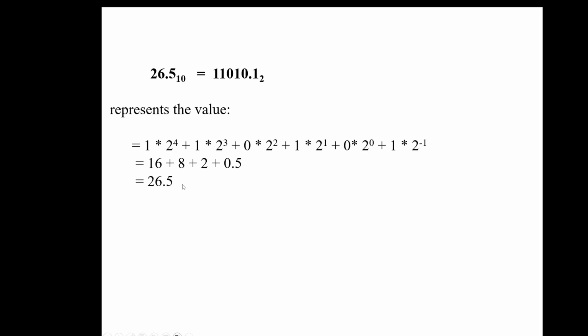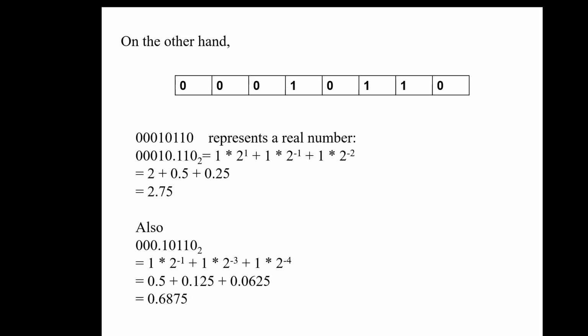So in this case, for example, the first one is 1, which is 2 to the fourth, which is 16. The second one is 1 times 2 to the cube, which is 8. The next one is insignificant because it's 0. The third one is 2 squared. And the last one is insignificant, which is 0. So we will have 16 plus 8 plus 2 plus 1 half, which is 0.5, which is thereby equivalent to 26.5.